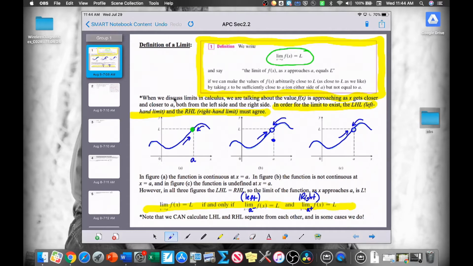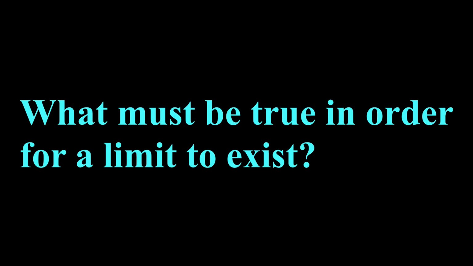Sometimes they'll just ask us, what is the limit as x approaches a from the left? So then you just look at the left side of whatever a is. Or if they ask you for just the right, you look at just the right side. But if they ask you what is the limit at a, they are expecting you to look at both the left side and the right side to answer whether the limit exists or not.